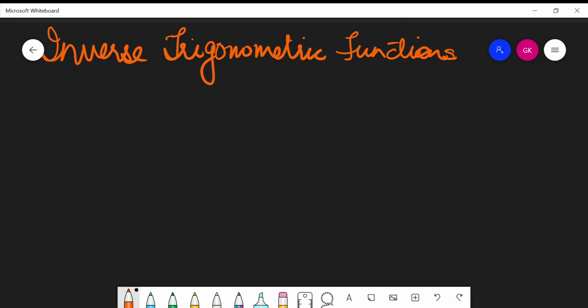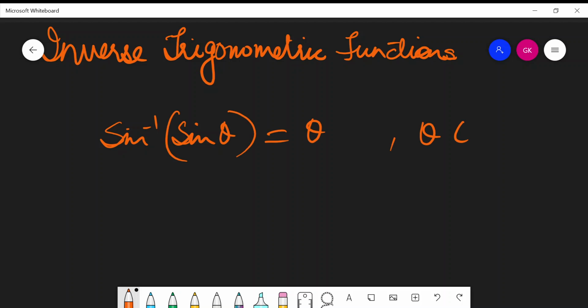Hi all, let's revise inverse trigonometric functions. It will be tested only for 2 marks for the year 2021 board exam. Sine inverse of sine theta is equal to theta when theta is from minus pi by 2 to pi by 2. That is the range for sine inverse.